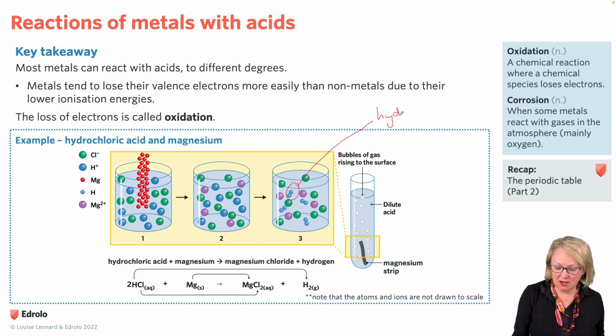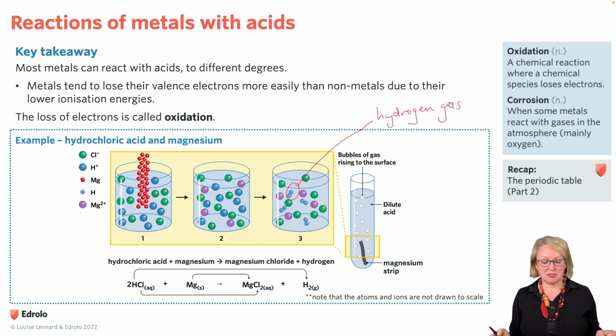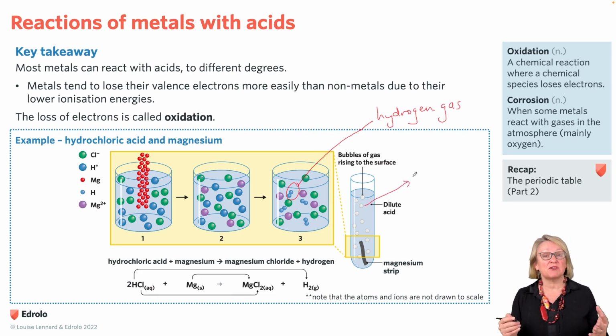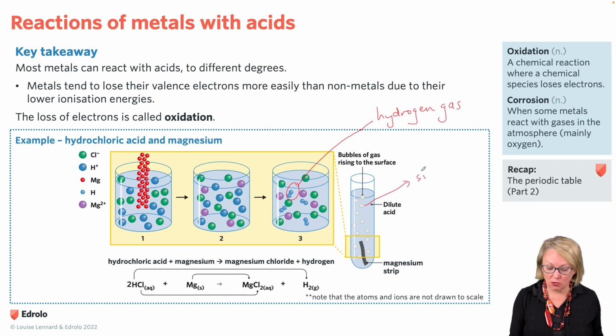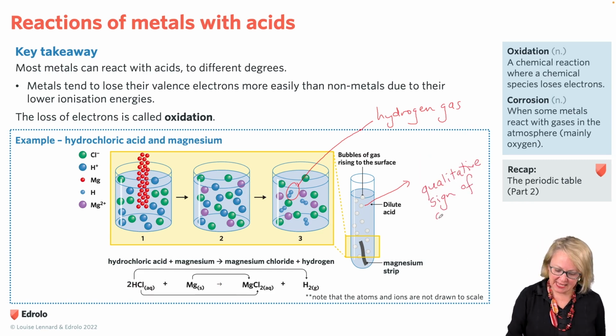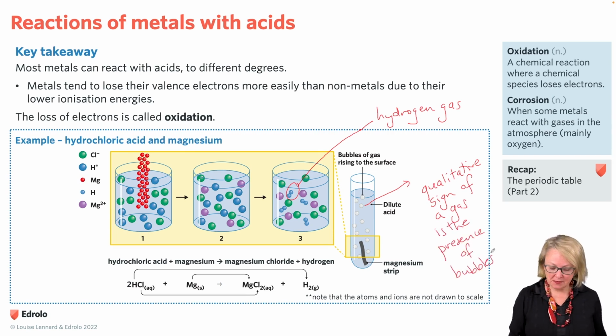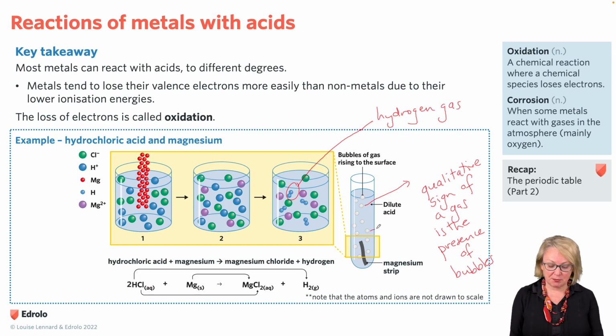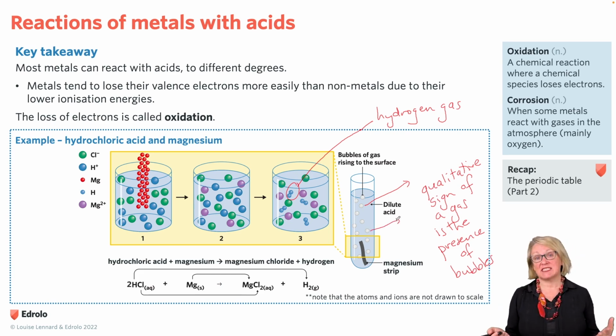This represents hydrogen gas, which is produced, and while we can't see the atoms and the molecules, we can see bubbles forming. So that is a qualitative sign of a gas, the presence of bubbles. So if we put a magnesium strip into a test tube with hydrochloric acid, we start seeing bubbles formed, and that tells us that a gas has been produced. We'll talk more about what that gas is in the next slide.